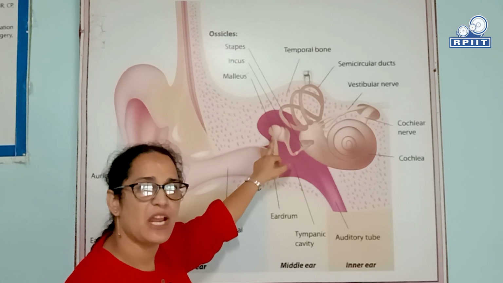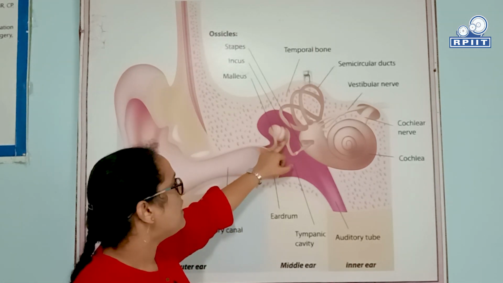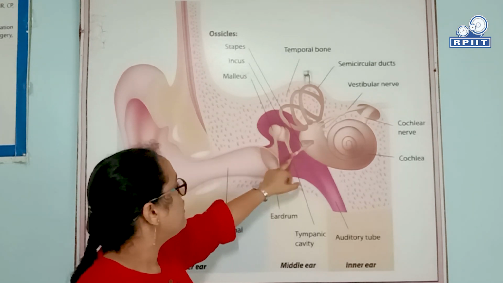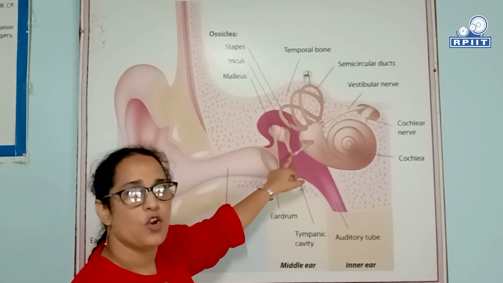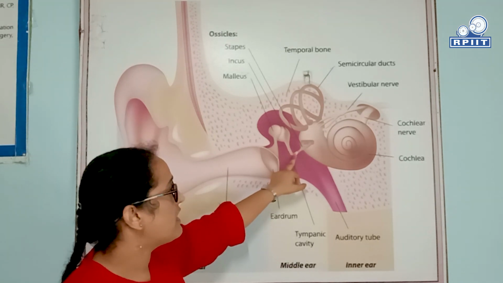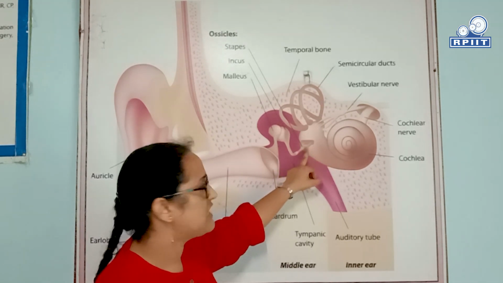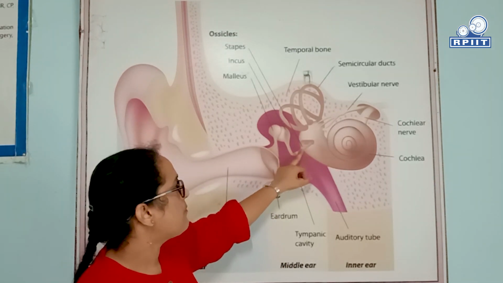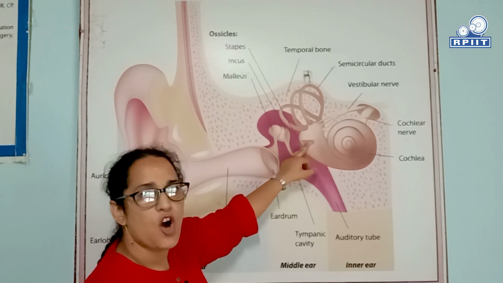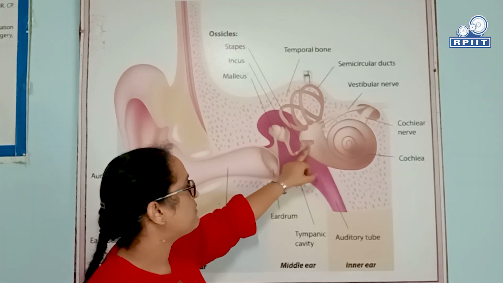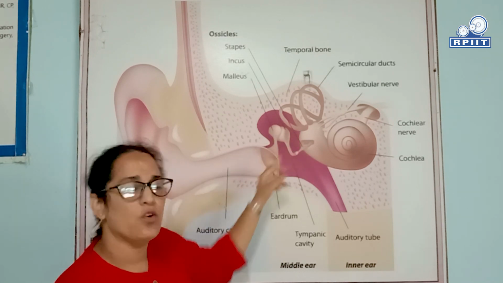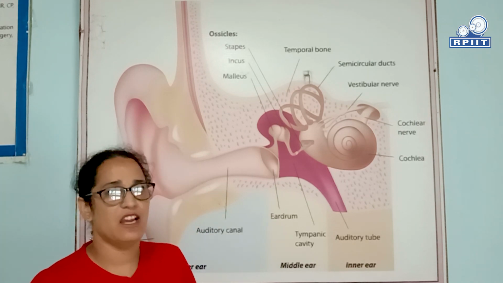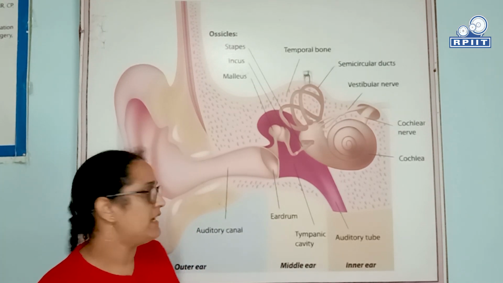Malleus is a hammer-shaped bone. It forms a movable joint with the head of the incus, whereas the long process of the incus forms a movable joint with the body of the stapes. Stapes is the smallest bone of the human body. As we can see here, the stapes forms a bond with the oval window. Here are the footplates of the stapes. These three bones are joined together by ligaments. They are kept in place with the help of ligaments and they form movable joints.